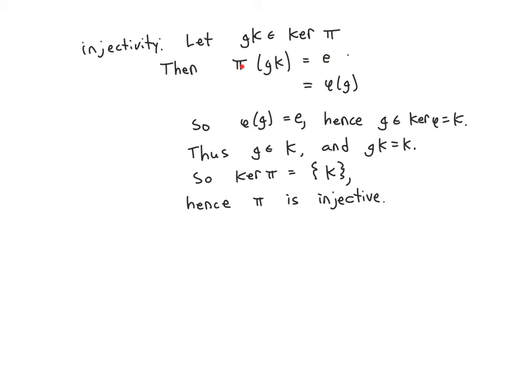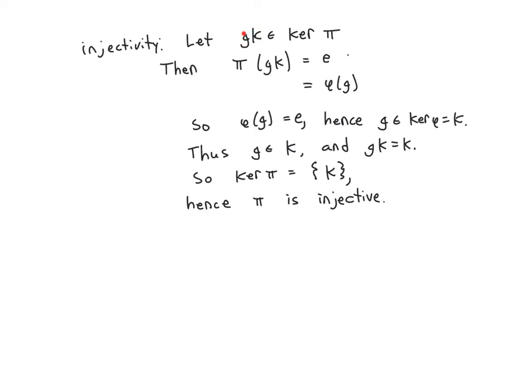By definition of pi of gk, this element is phi of g, because that's the definition of pi. So by transitivity of equality, phi of g is equal to the identity. But if phi of g is equal to the identity, by definition of kernel of phi, that means that g is an element in the kernel of phi. But that's the definition of k. So g is an element in k. If g is an element in k, that means this coset is equal to k.